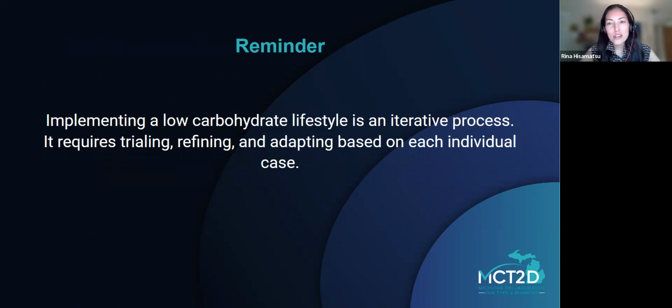Okay, last but not least, I always like to put in a reminder here that when it comes to the low carbohydrate lifestyle, there is no one size fits all. It's a highly individualized process, and it's important to understand that we need to tailor this approach to each individual based on their experiences, their progress, and their needs. So low carbohydrate counseling and technique is going to require a lot of trialing, a lot of adapting and refining to help our patients achieve their goals.